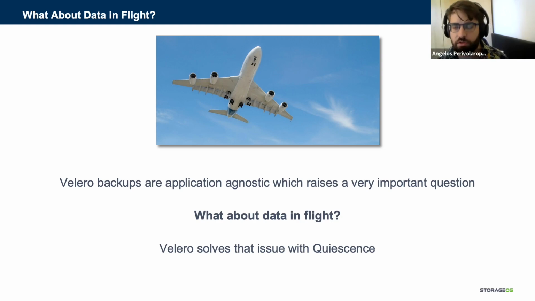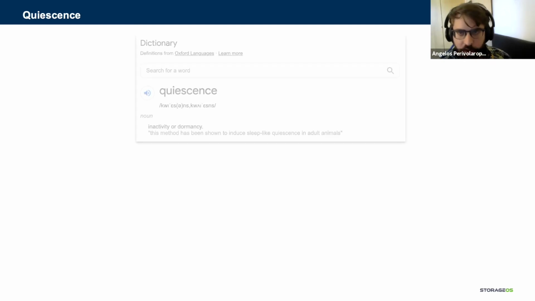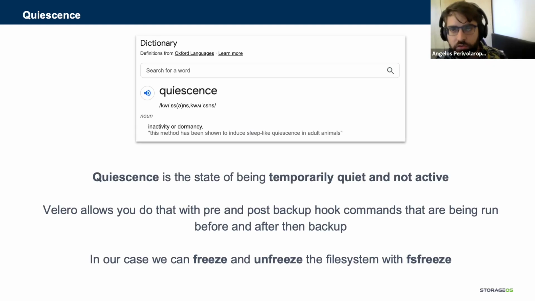It's with a concept called quiescence. What quiescence is, according to the Oxford Dictionary, is inactivity or dormancy, or more, it's closer to temporary inactivity or dormancy. So in this case, it would be the state of being temporarily quiet or not active. And Velero allows you to do this by giving you the functionality of adding pre and post backup hook commands in your application. What that means is that you can run a command before the backup and after the backup.